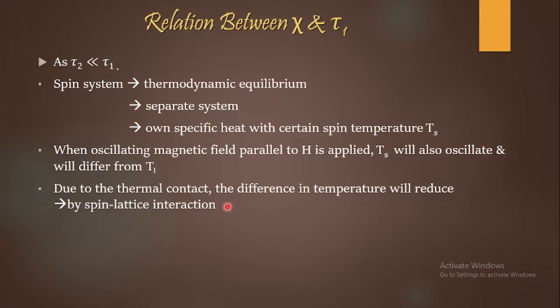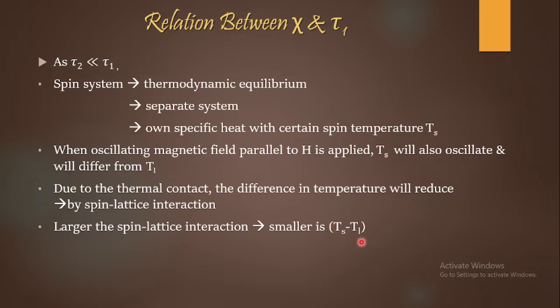This type of interaction is called spin-lattice interaction, where both spin and lattice are involved to bring the system back into equilibrium. The larger the spin-lattice interaction, the smaller the temperature difference. So if the temperature difference has to be equal to 0, then the spin-lattice interaction has to be greatly pronounced. So this is one factor.